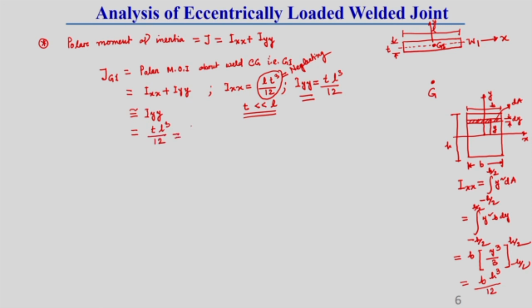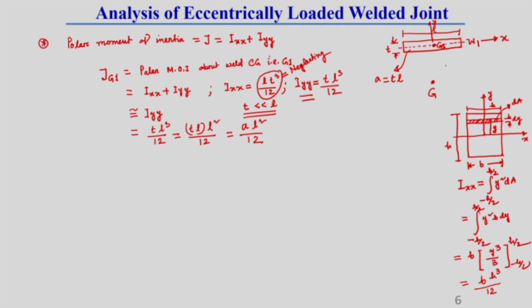So here we can write T into L into L square divided by 12. T into L is the cross sectional area of one weld, which I have already told you. Let this cross sectional area of the weld be a small a, equal to T into L, which I am representing. So, A L square by 12, this you can say. This is the polar moment of inertia about its own G.